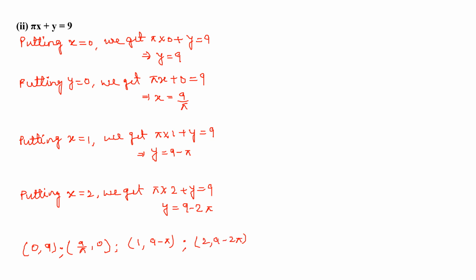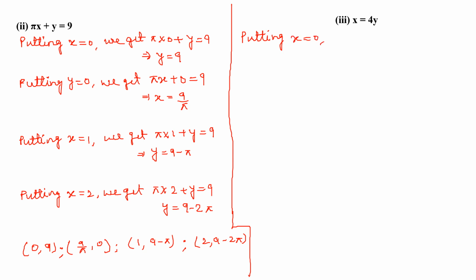Now this is the second part. Now it has got another part. Third part is x equal to 4y. So again for this also I have to put different values of x and y, isn't it? So first let me put x as 0. So when I put x as 0, we get 0 equal to 4y. So y will be 0 by 4, which is 0.